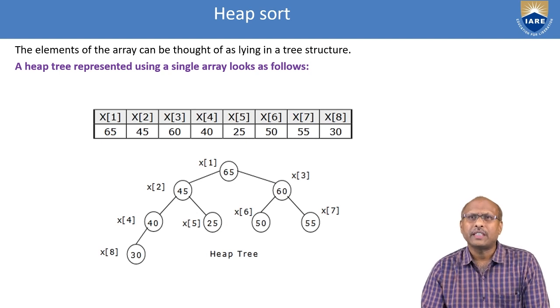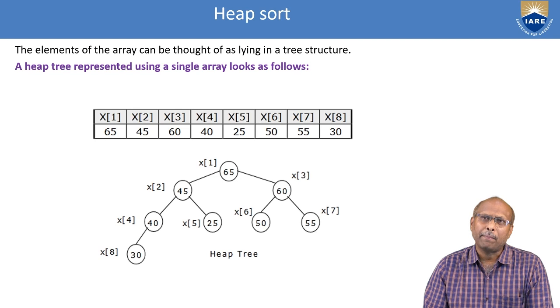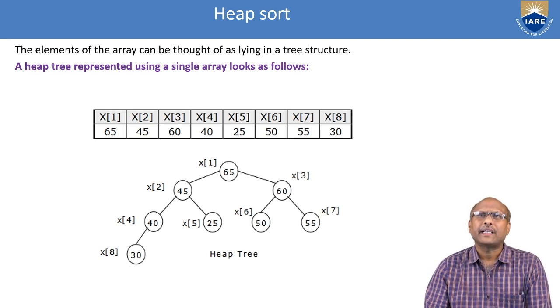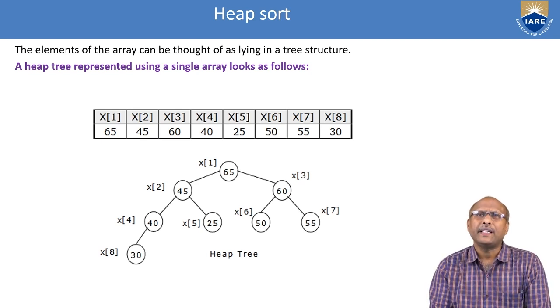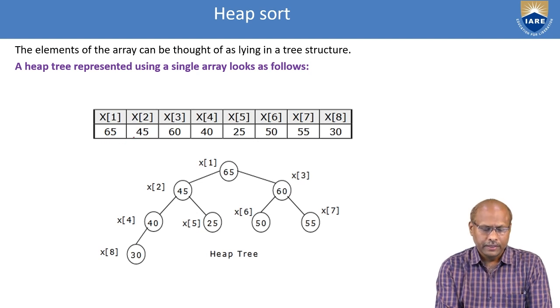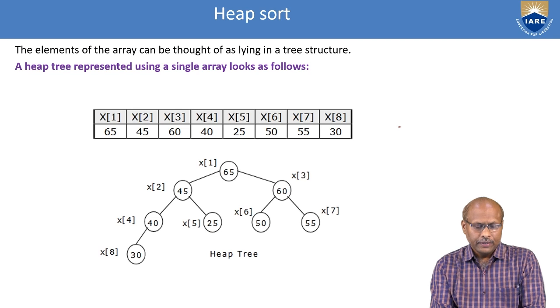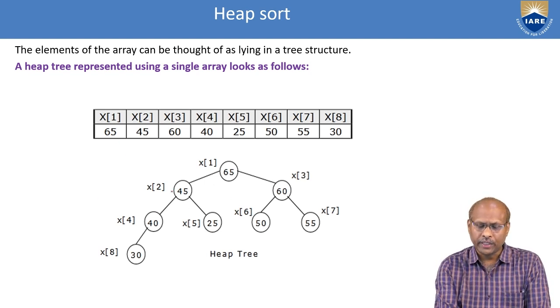Now think about this array. You can map this heap into an array. The elements of the array can be thought of as lying in a tree structure. A heap tree represented using a single array looks like this. You can assume that the array is contiguous elements. Now this complete binary tree is stored in an array.